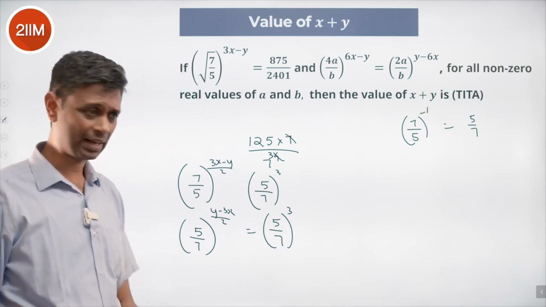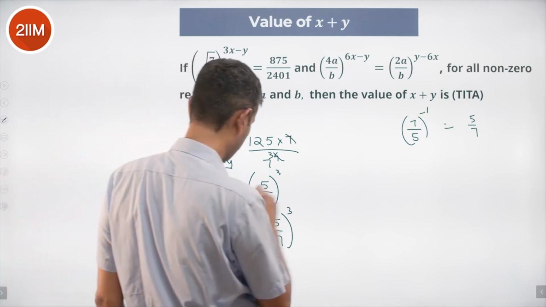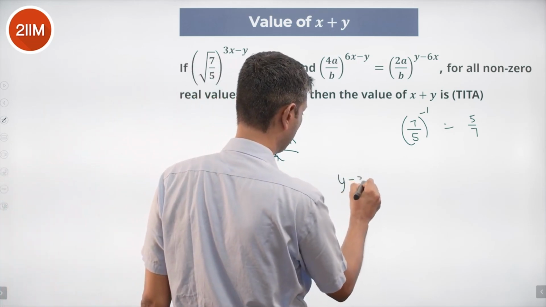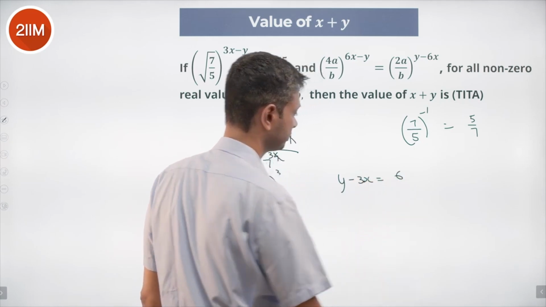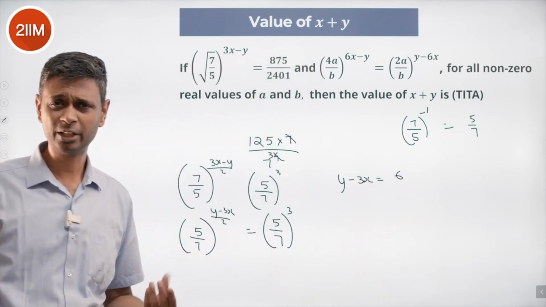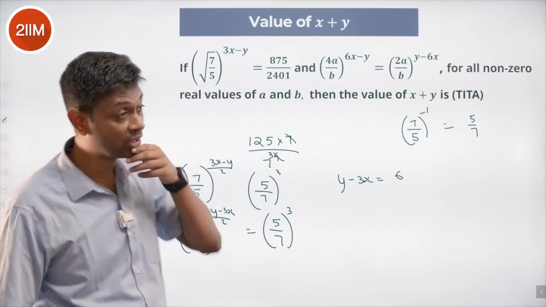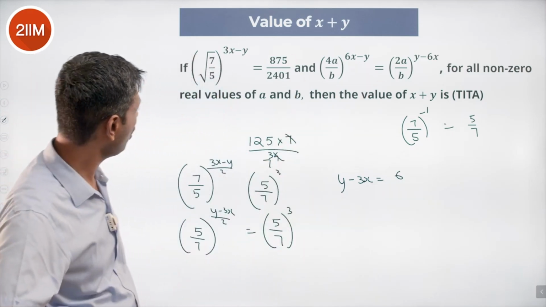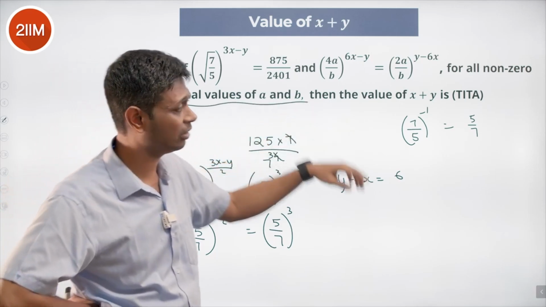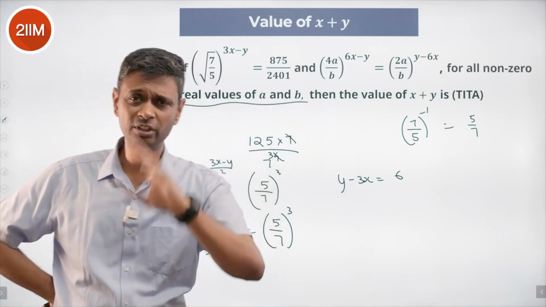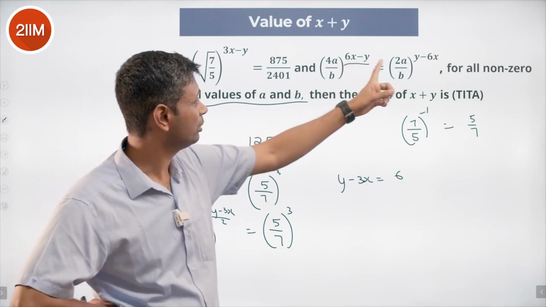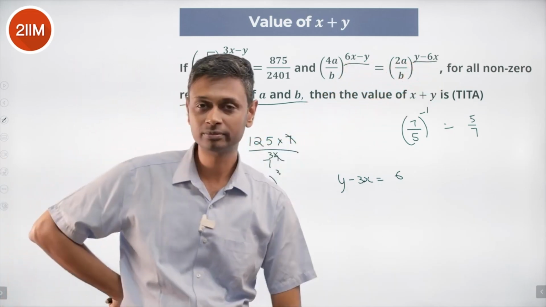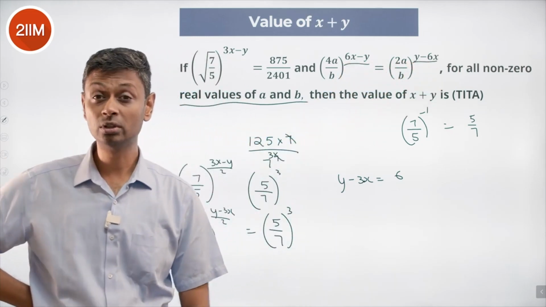Beautiful question, because you have to crack that thing. Or (y−3x)/2 is this, y minus 3x is equal to 6. This question I got confused because there's a 4a by b here and a 2a by b here. But this says for all non-zero real values of a and b, so this should be 0, this should be 0. Both should go to 0.